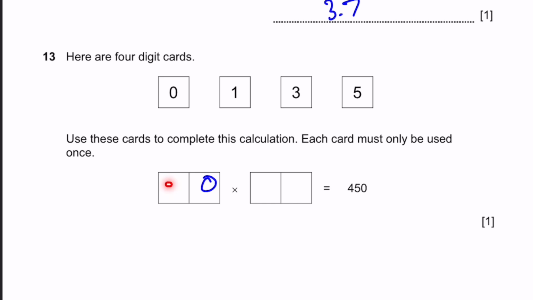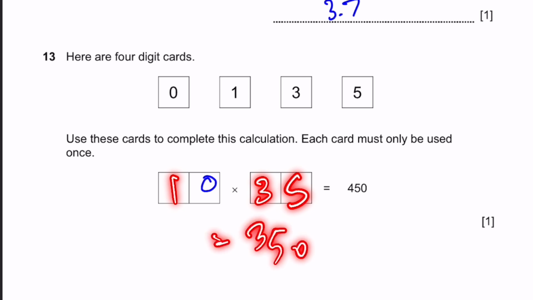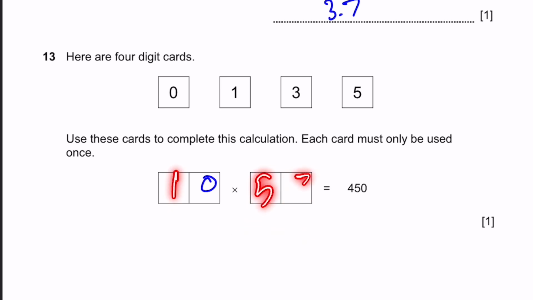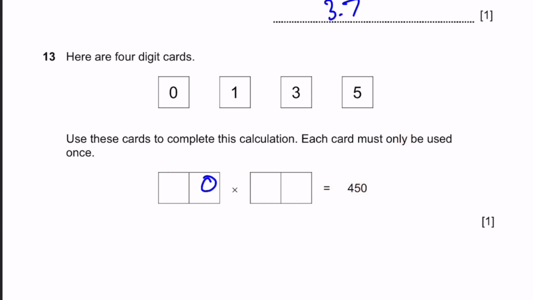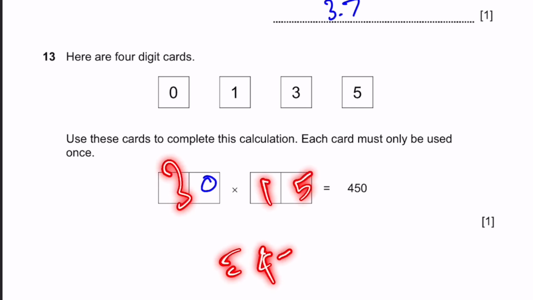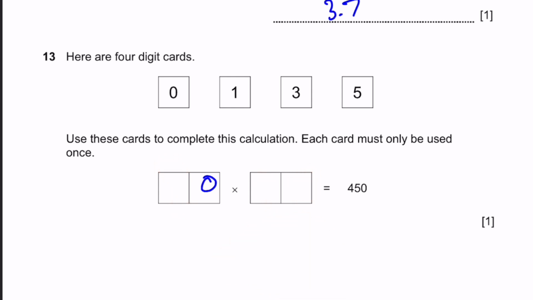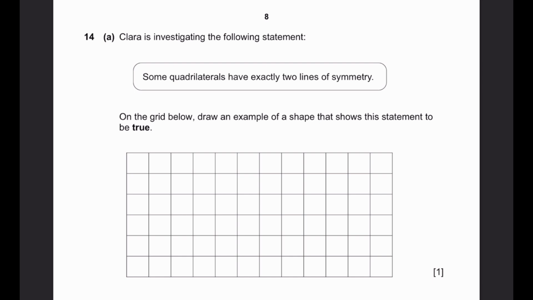Now, you multiply 10, add 1 over here, that means 10 into 35, that'll be 350. And 10 into 53 is 530. That's not equal to 450. So it needs to be different. But when we do 30 and we put 15, 30 into 15 is equal to 450. Therefore, that's the answer.